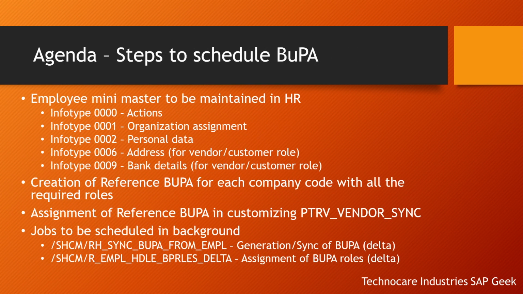Then we'll be seeing certain steps that are required to be done at the client level, because these are master data steps that would be client specific. The employee needs to be hired in the system. We need to create reference business partners for each company code with all the required roles, and then we need to assign the reference business partners in the customizing table.